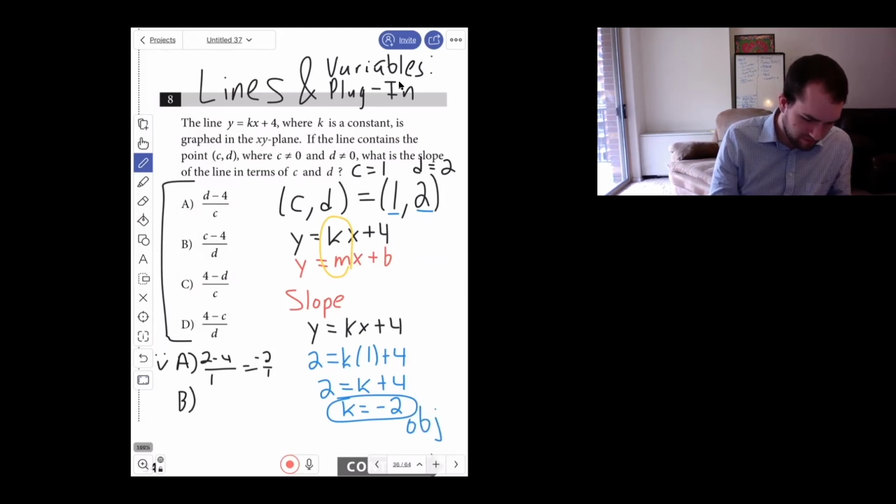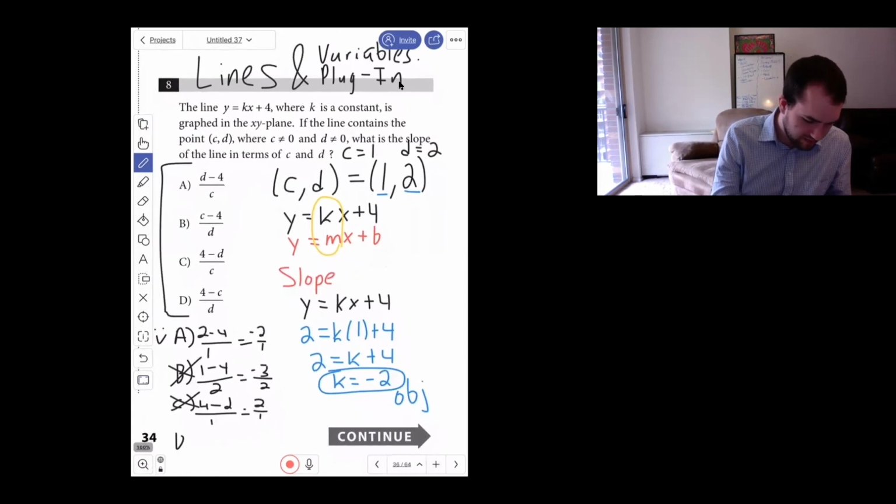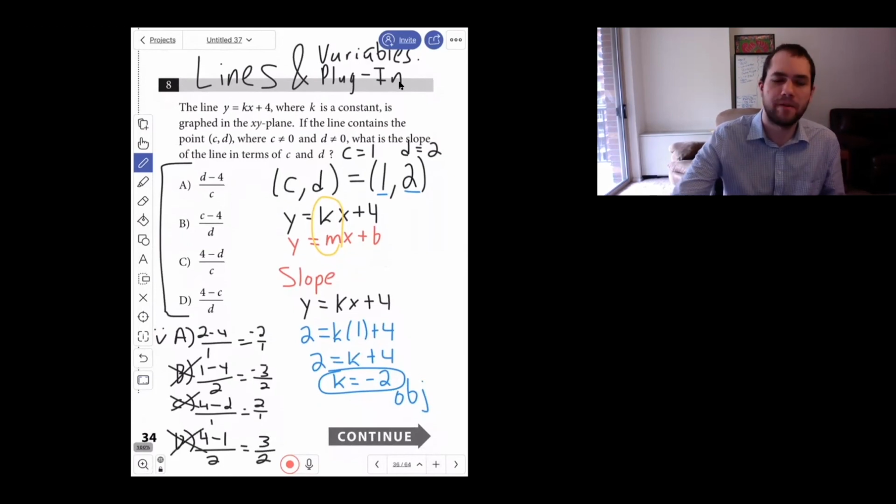For choice B, c minus 4 over d, that's 1 minus 4 over 2. That's -3 over 2. That's certainly not equal to -2, my objective. And then choice C, 4 minus d over c, 4 minus 2 over 1. That gives me 2 over 1, which is the positive version of the objective that I like. So C is out as well. Choice D, finally, is 4 minus c over d, 4 minus 1 over 2, which is +3 over 2, which is also not correct. Look at that. It worked out exactly how I was hoping. Choice A is my only correct answer.